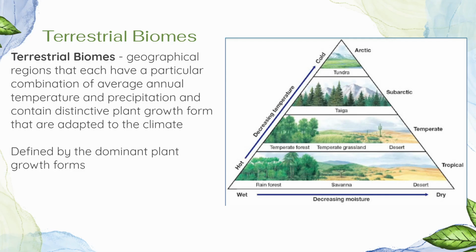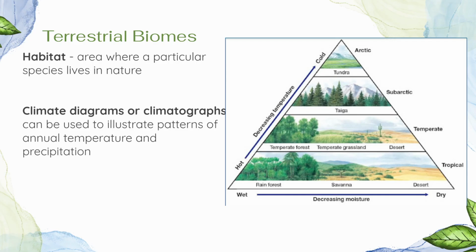As you can see from this diagram, terrestrial biomes are geographical regions that have a specific combination of average annual temperature and precipitation. The type of biome is largely defined by the dominant plant growth forms that are adapted to that climate. This pyramid, which we'll refer to throughout this section, shows how different biomes are distributed based on a decreasing temperature gradient from bottom to top and a decreasing moisture gradient from left to right.